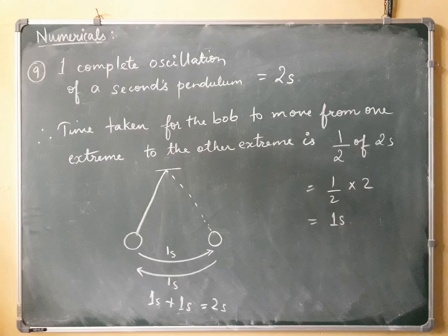So the time taken for the bob to move from one extreme to the other end will be half of the 2 seconds. Half of 2 is 1 second. I have shown in the diagram, suppose it goes from left to right once, then back to the left, the starting position, the total will be 2 seconds. So from one point to the other point, it will take how much? 1 second. Okay, so that is the answer, 1 second.